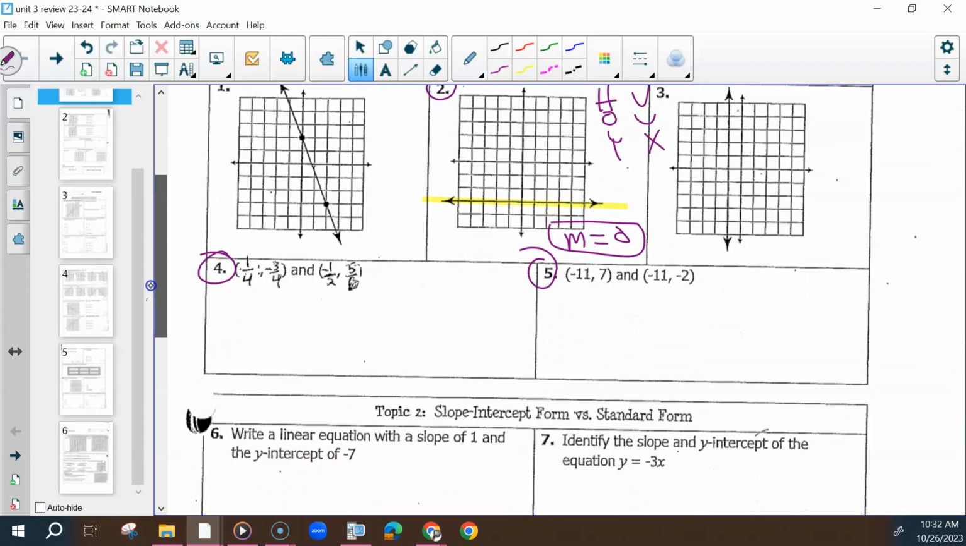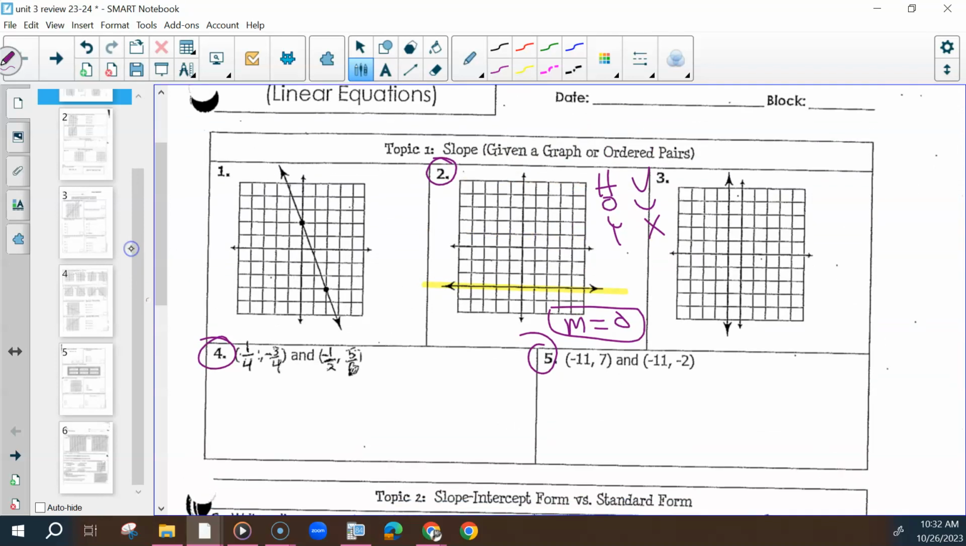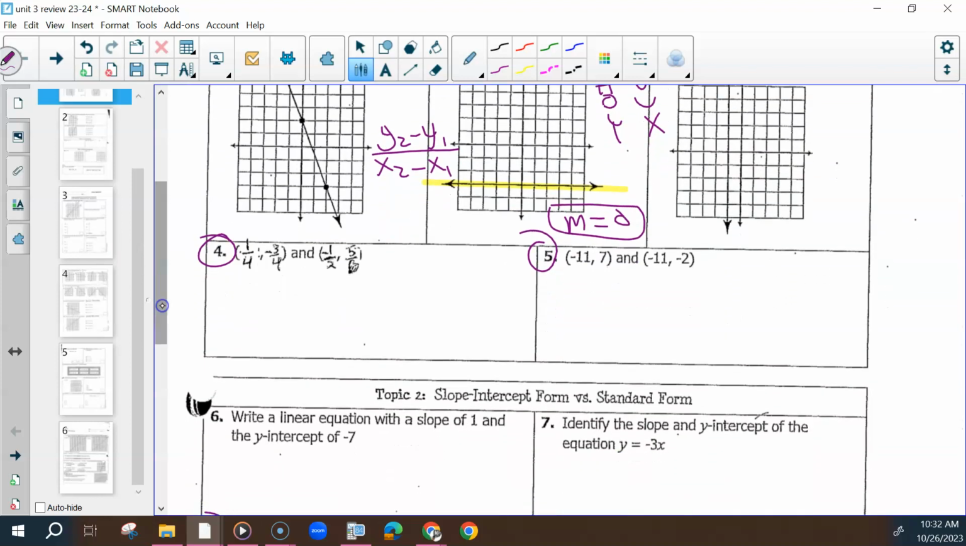Okay. Number 4. We need our slope formula, which I'm going to put up here: y2 minus y1 over x2 minus x1. This will be something you will need to know and remember. So I'm going to label these. These numbers are 1/4, -3/4, -1/2, and 5/6. So we would have 5/6 minus -3/4 all over -1/2 minus 1/4.